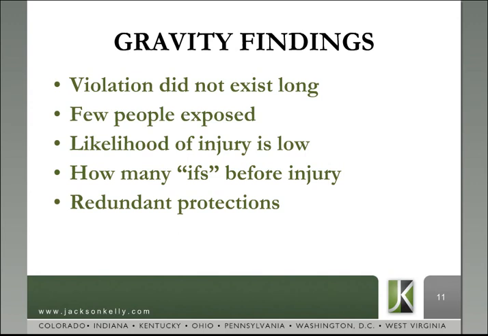Now, MSHA is attempting to argue, at least in the S&S context, that certain redundant protections shouldn't be considered to mitigate an S&S finding. There's some ongoing litigation about the degree to which you can consider redundant protections in S&S. For now, the case law is somewhat split and not altogether clear. But even apart from S&S, redundant protections should be noted in terms of number affected, type of injury, whether it's fatal or lost work days and that type of thing, which obviously, the degree to which you can lower those findings, the better off you are.